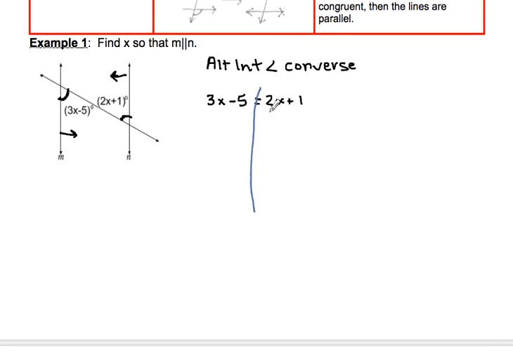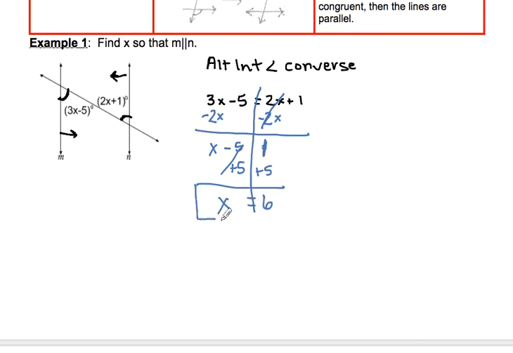I like to take care of my variables first, and I like to take care of the smaller one and move it. So 2x is the smaller coefficient. I'm going to subtract 2x from both sides. And when I do that, 3x minus 2x is 1x. And then my constants just stay where they were. This is positive 1. Now my constant that's over here with my variable, I want to move it. Plus 5 on each side, addition property of equality. So x is 6. So the value of x that will make these congruent alternate interior angles is 6.